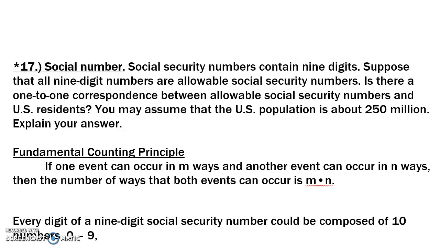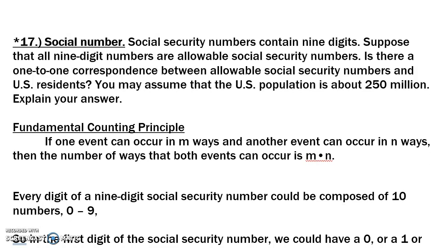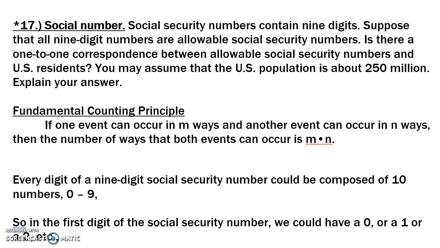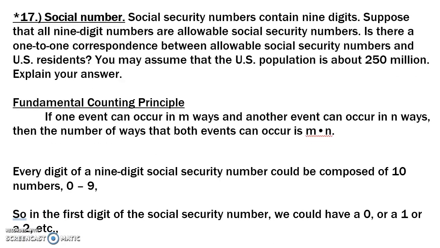So for this problem, we're using the fundamental counting principle, which says that if one event can occur in m ways and another event can occur in n ways, then the number of ways that both events can occur is m times n. So since every digit of a 9-digit Social Security number could be composed of 10 different numbers, 0 through 9, then we're going to look at combinations of these digits of numbers.